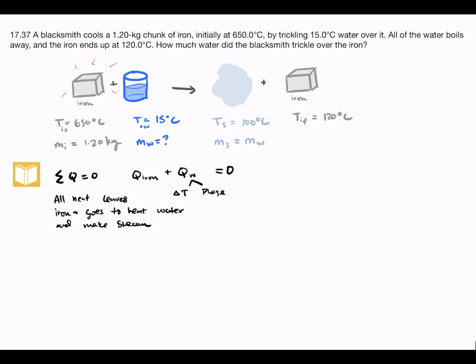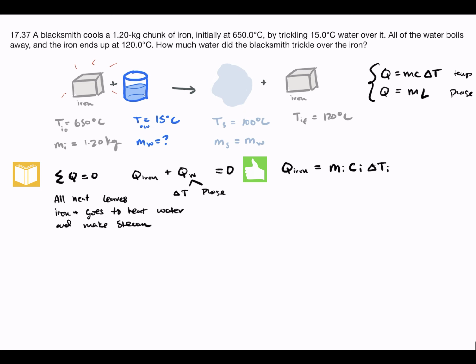So when we talk about our Q for iron, remember we have 2 different kinds of Q's. We have Q equals MC delta T, that's just for temperature change, and we have Q equals ML, and that's for phase change. So temperature and phase, okay? We're just going to use the temperature one for iron because it's not melting or boiling, so it's going to stay the same phase. We don't have a phase change for iron. So that's going to be mass of iron times C for iron times delta T for iron, okay?